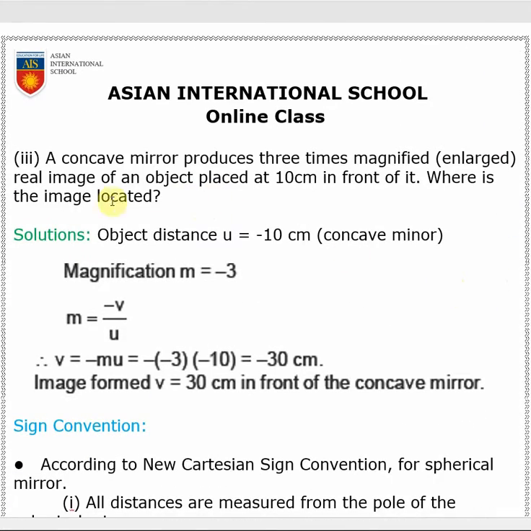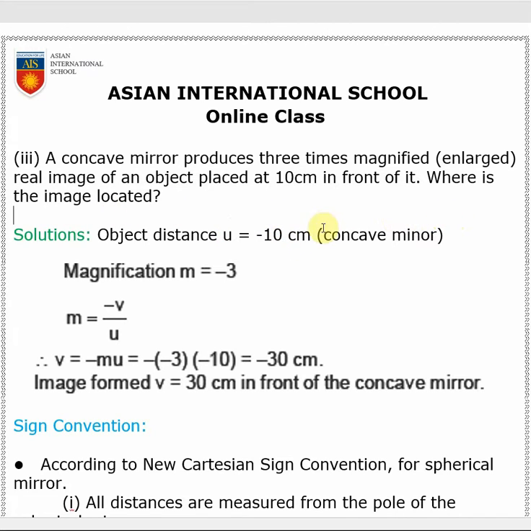Next, number 3, this sum is for magnification. A concave mirror produces a 3 times magnified, enlarged, real image for an object placed 10 centimeter in front of it. We have to focus on this. That means u is given, u is 10 centimeter, and object distance is always taken as minus. You have to understand that object distance is always taken as minus.